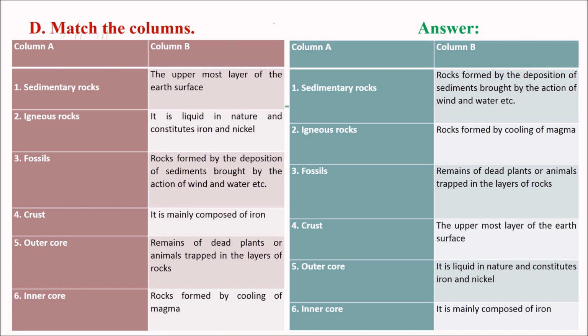Question number 4. Crust. Correct answer is the uppermost layer of the earth surface. Question number 5. Outer core. Correct answer is it is liquid in nature and constitutes iron and nickel. Question number 6. Inner core. Correct answer is it is mainly composed of iron.